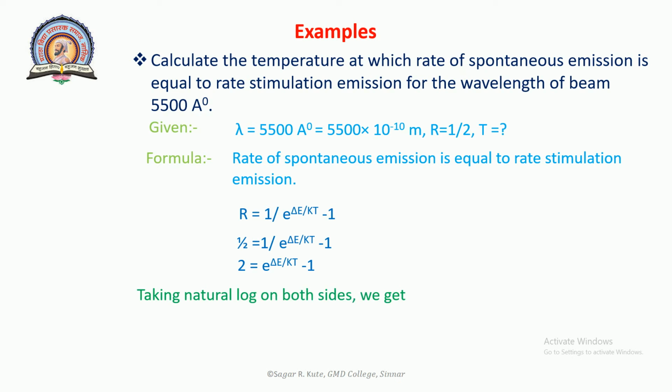Taking natural log on both sides, we get ln2 is equal to delta E upon kT. Now the value of ln2 is 0.693 is equal to delta E upon kT, and delta E is hc upon lambda, into kT. Therefore, T is equal to hc upon 0.693 k lambda. Put this value in this equation.